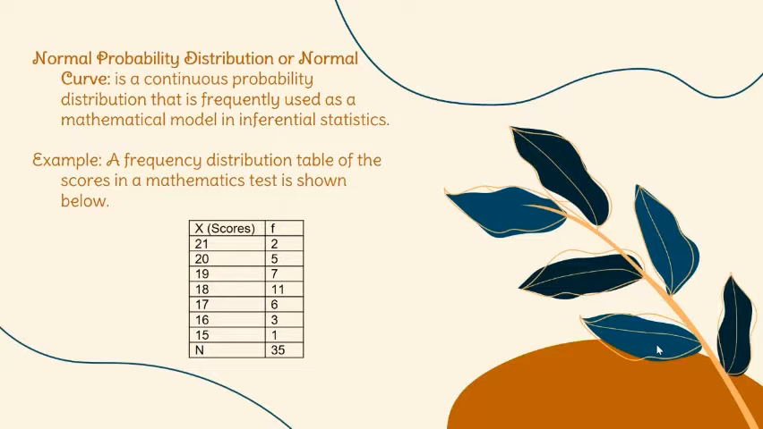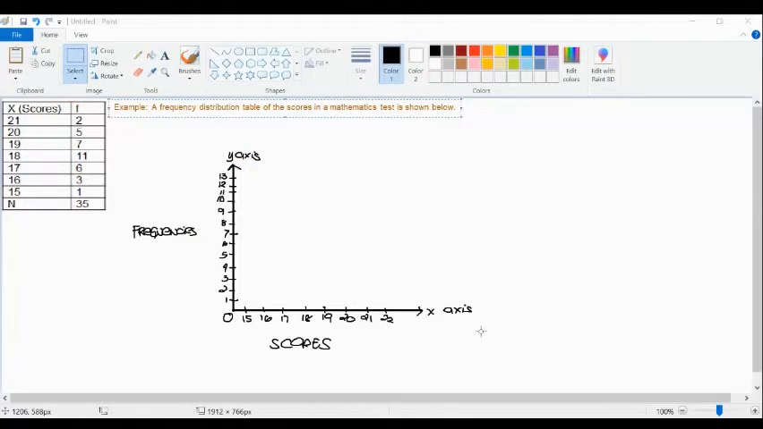So let's have an example. A frequency distribution table of the scores in a mathematics test is shown below. So we have a score of 21 that has a frequency of 2, 20 that has a frequency of 5, 19 with a frequency of 7, 18 with a frequency of 11, 17 with 6, 16 with 3, and 15 with 1. Overall, we have 35 frequencies.